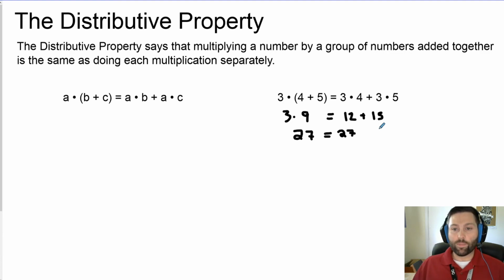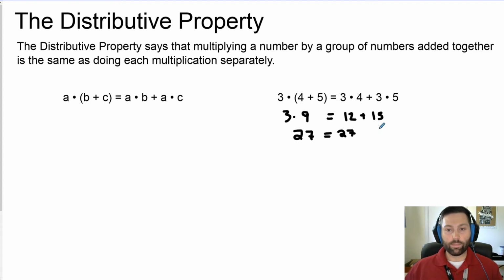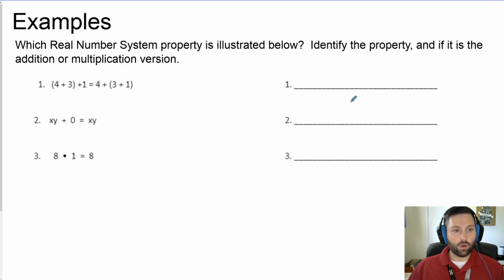The distributive property is useful, though, when we are simplifying variable expressions that may not add together like 4 plus 5. If we have something like x plus 5, we're going to want to simplify that expression by using the distributive property. And so I'm just going to give you a few quick examples. Which real number system property is illustrated below? You're going to identify the property, and you're going to say if it is the addition or multiplication version.